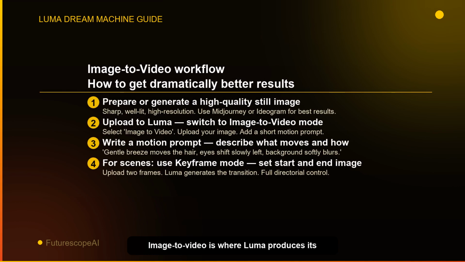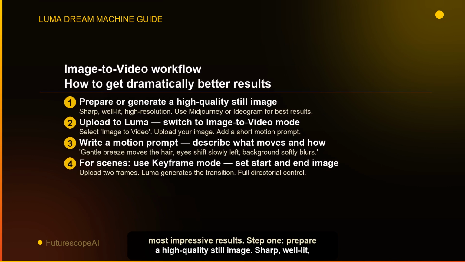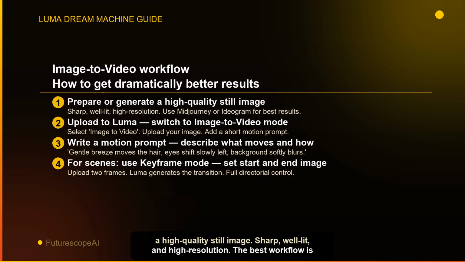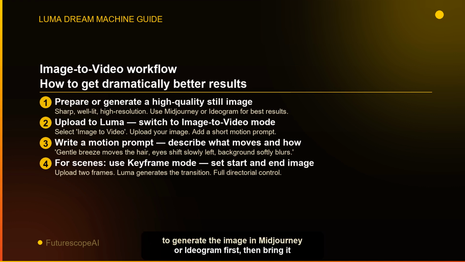Image-to-video is where Luma produces its most impressive results. Step 1. Prepare a high-quality still image. Sharp, well-lit, and high-resolution. The best workflow is to generate the image in Midjourney or Ideogram first, then bring it into Luma. The image quality directly determines the video quality.